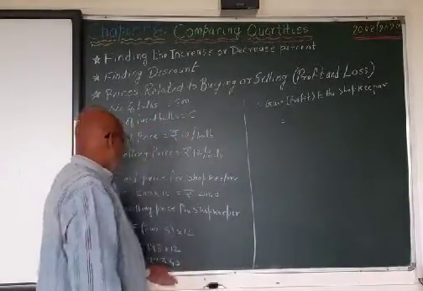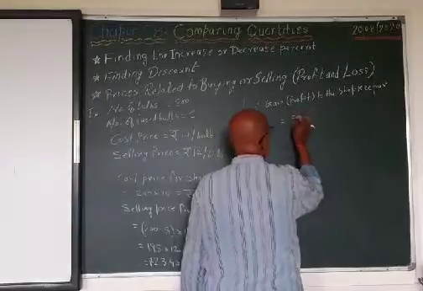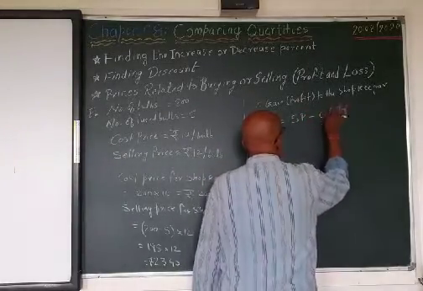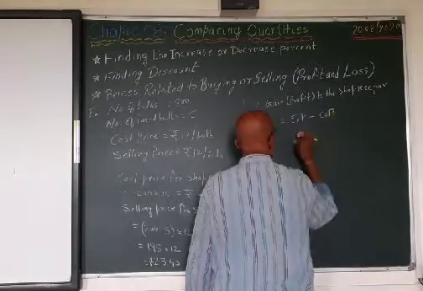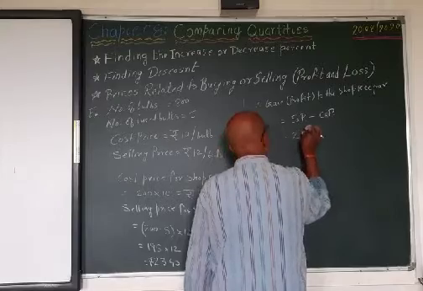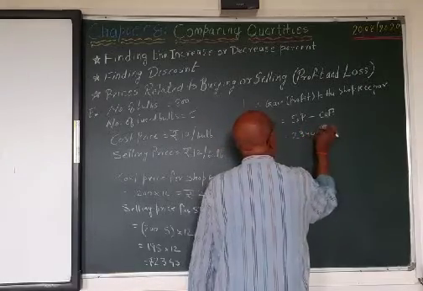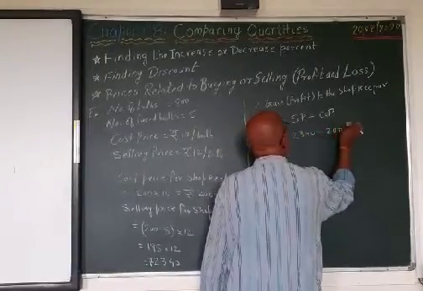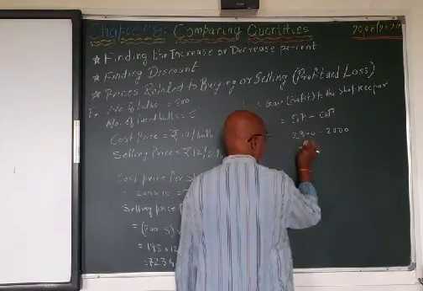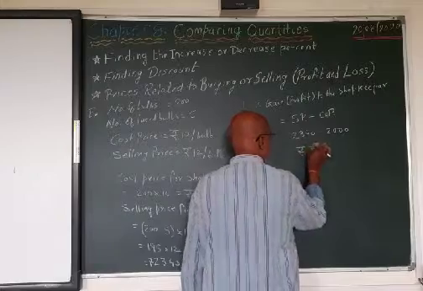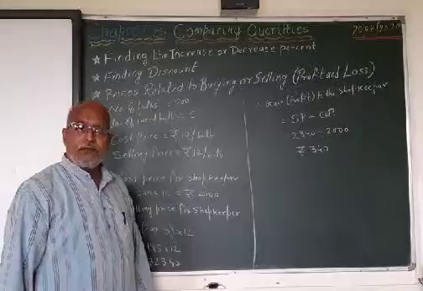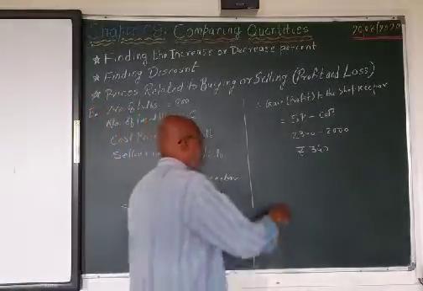Now what is the gain here? The gain is nothing but selling price minus cost price. Selling price minus cost price equals 2340 minus 2000 equals 340 rupees. So he gained 340 rupees.